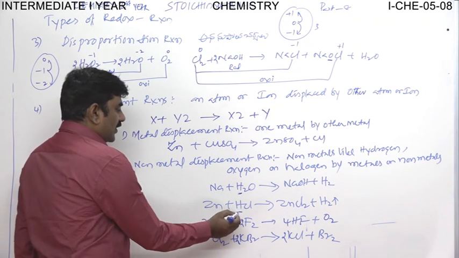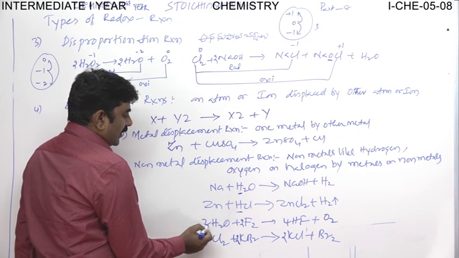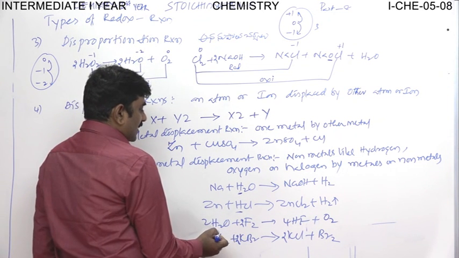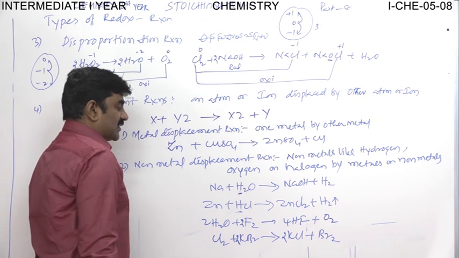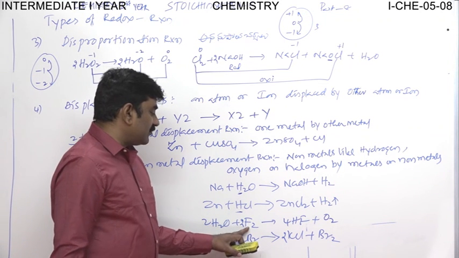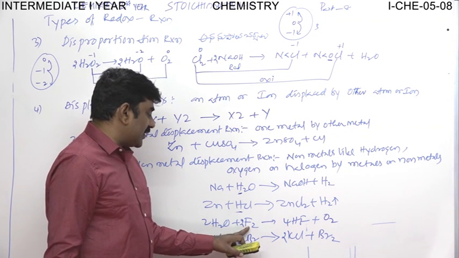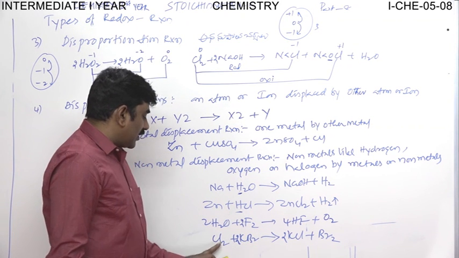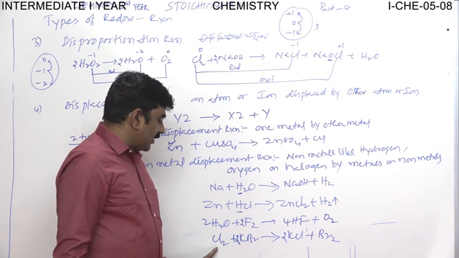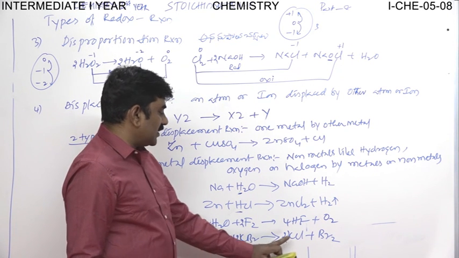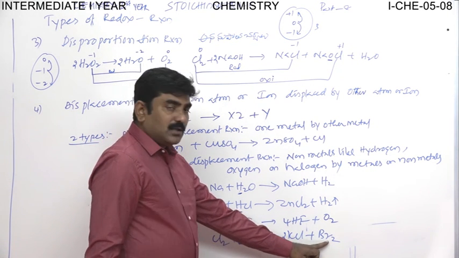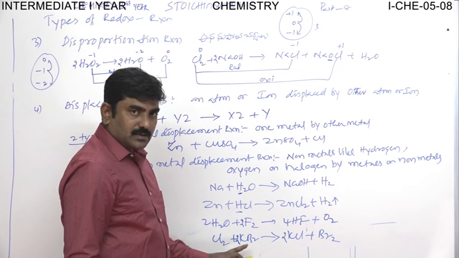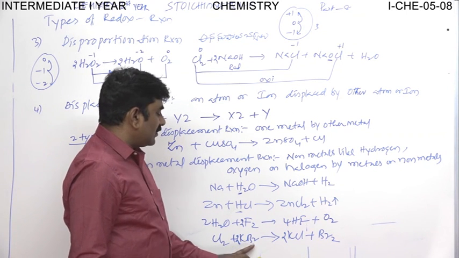Hydrogen is a non-metal. Here H2O and F2 will give HF and O2. Who got replaced? Here oxygen is displaced. Who displaced oxygen? Fluorine. So a non-metal is displaced by a non-metal. Chlorine and bromine: chlorine is displacing bromine. The answer is KCl and Br2. A halogen is displaced by another halogen, which means a non-metal is displaced by a non-metal.